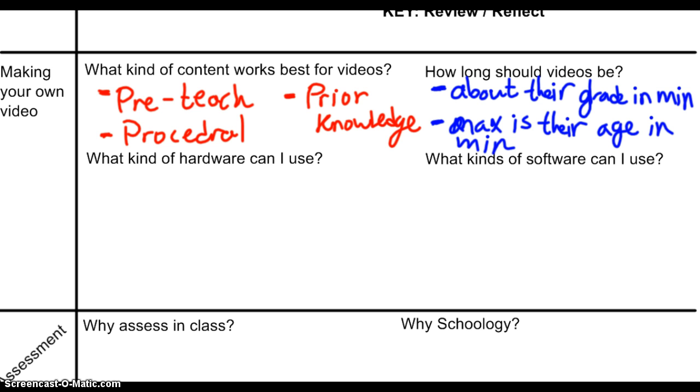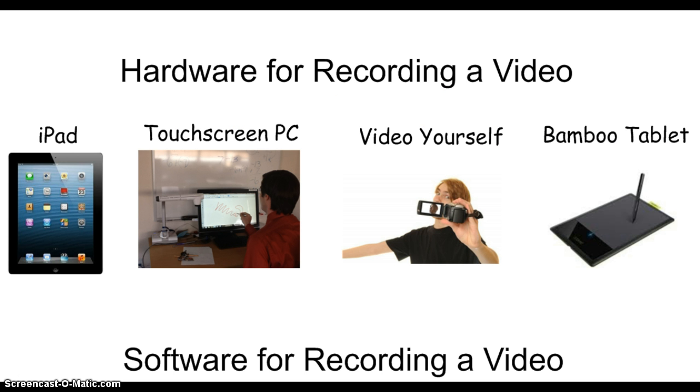What kind of hardware do I use? So hardware you need. Here are some different options. You need something that's a touch screen. You could use an iPad, and there's some apps on the iPad that'll help you. You could use a touchscreen PC, which is what I'm using right now. You could even video yourself in front of a whiteboard, if you'd like. Or you could use a Bamboo tablet, which is kind of like an additional plug into the computer through USB that Mr. Murray uses. So maybe you can talk to us about that in a little bit.